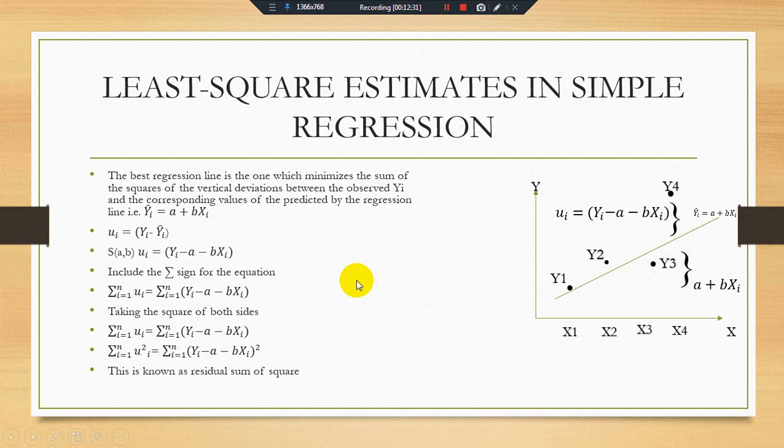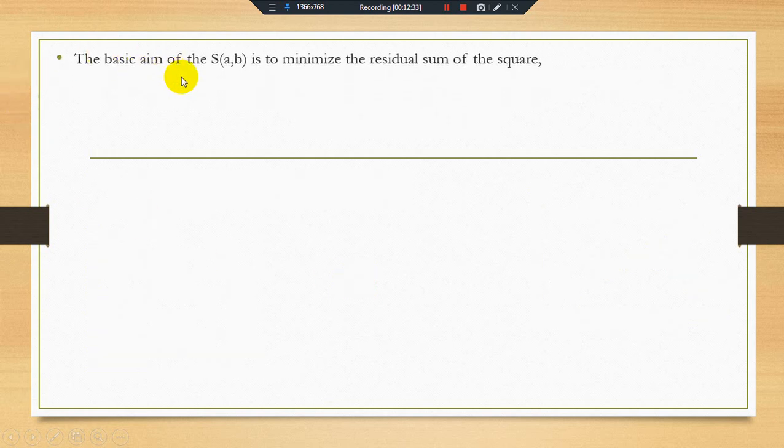So let's start. The basic aim of A and B is to minimize the residual sum of squares. We have the residual sum of squares formula, summation i equals 1 to n of ui squared. This means the residual series of observations starts from 1 till n. So this is the formula for the residual sum of squares.